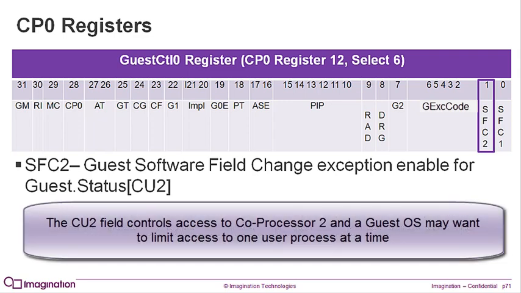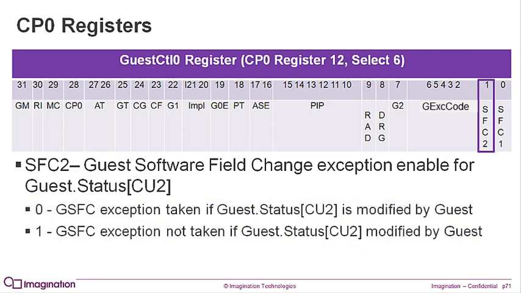The CU2 field controls the access to coprocessor 2, and a guest OS may want to limit the access to one user process at a time. So when a guest user process causes a coprocessor 2 unusable exception, the guest OS will need to do a context switch of the coprocessor 2 registers. The security policy may find this acceptable and allow this without intervention from the hypervisor by setting the bit.